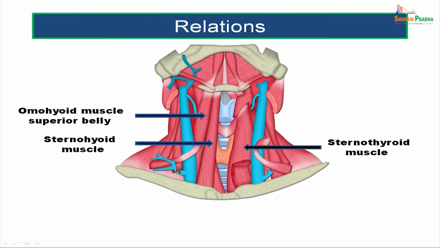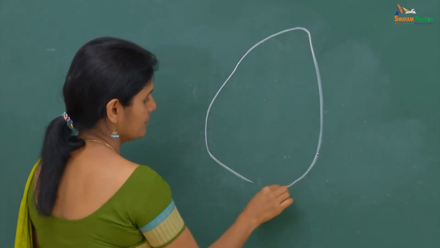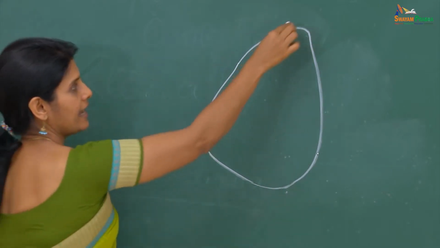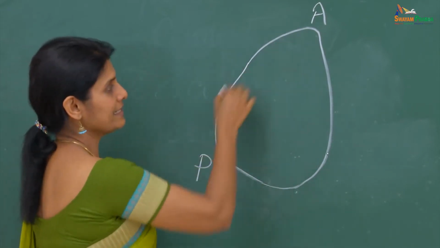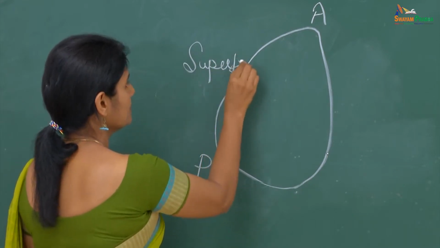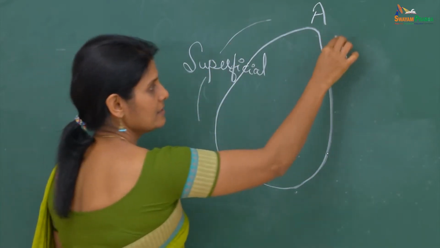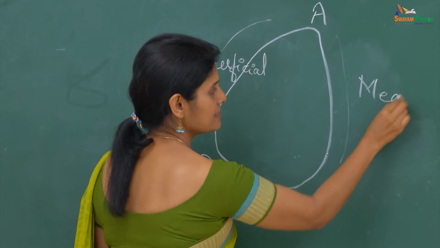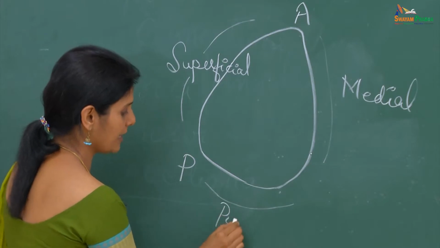As we have already seen, each lobe, when you take a section, will be something like this. You find an anterior border and a posterior border with three surfaces. One is the superficial surface. This is the superficial surface. This surface is the medial surface, and this surface will be the posterolateral surface.